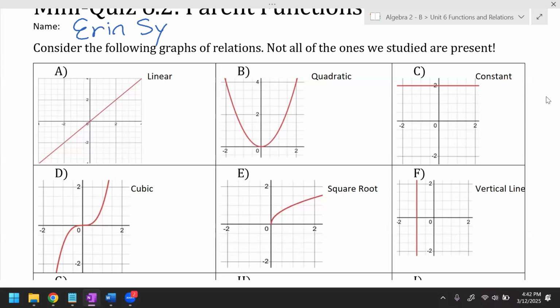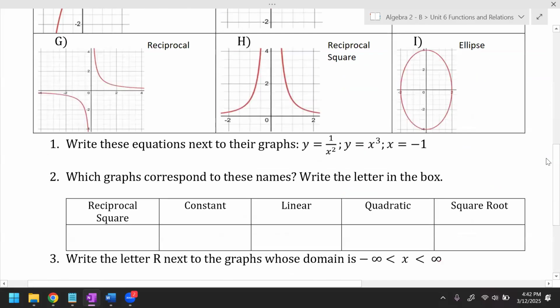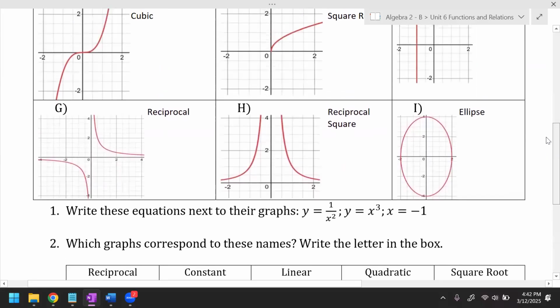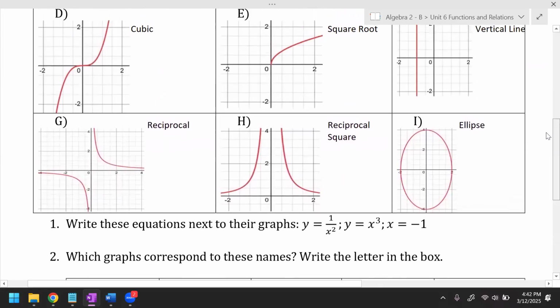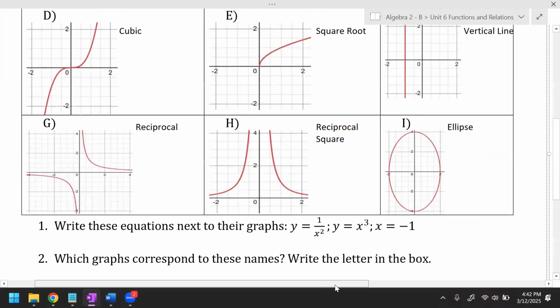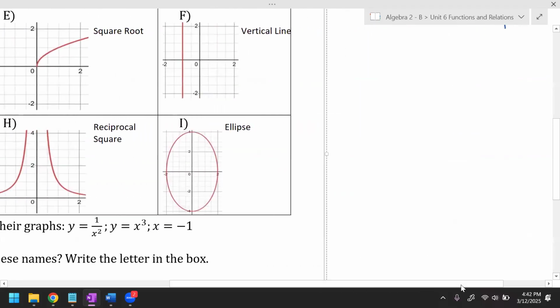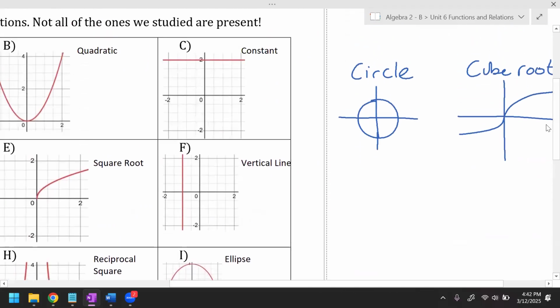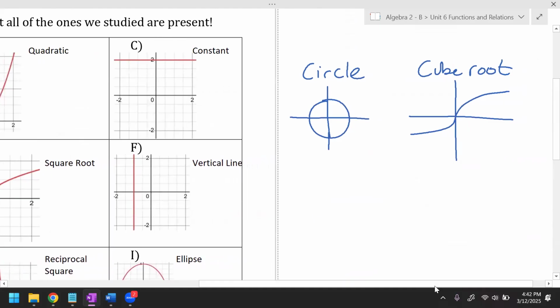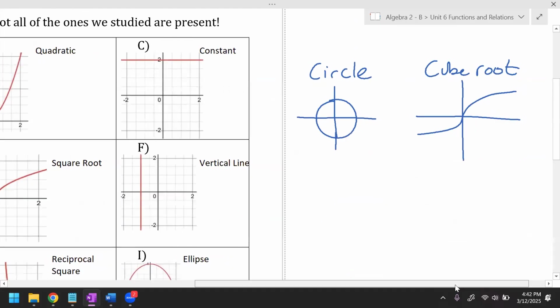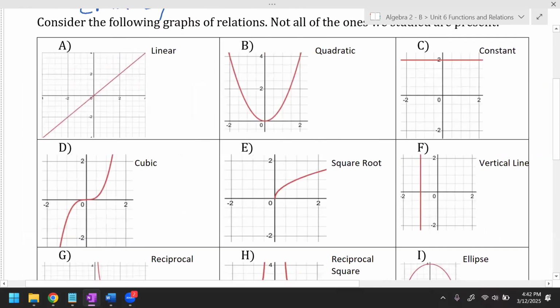We've got our linear function, our quadratic, our constant, our cubic, our square root, our vertical line, a reciprocal function, a reciprocal square function, and an ellipse. And meanwhile, the other two that we studied but aren't on this mini quiz were our circle and our cube root functions, both of which are still available to you during our function art project.